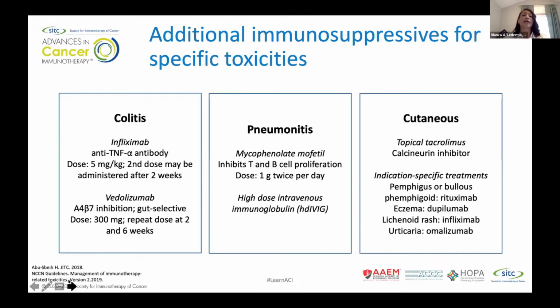For pneumonitis, there's mycophenolate, which inhibits T and B cell proliferation, dosed at 1 gram twice per day. There's also high-dose IVIG. For cutaneous, there's the typical tacrolimus, a calcineurin inhibitor. For bullous pemphigoid, there's rituximab. For eczema, there's dupilumab. For lichenoid rash, there's infliximab. And for urticaria, there's omalizumab.